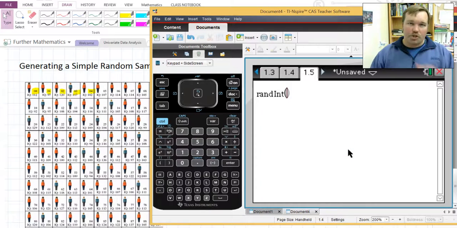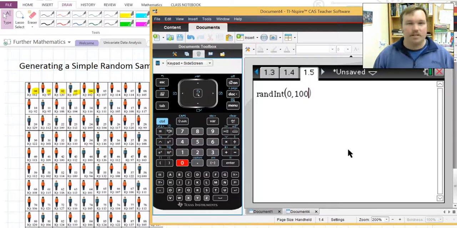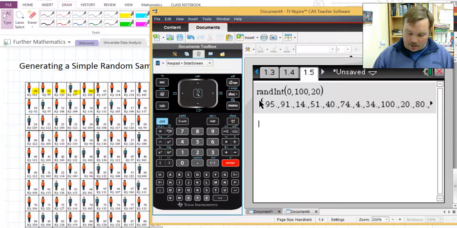Then, you want to choose a random integer, meaning a whole number between, say, 0 and 100. Because there's 100 people in our sample. And let's say, there's 100 people in our population. Let's say we want to sample 20 of them. I would then do comma 20. So our population is 100 people. I will randomly choose 20 of them. So I'm going to choose 20 numbers between 0 and 100. And then hit enter. And it will give me 20 integers between 0 and 100.